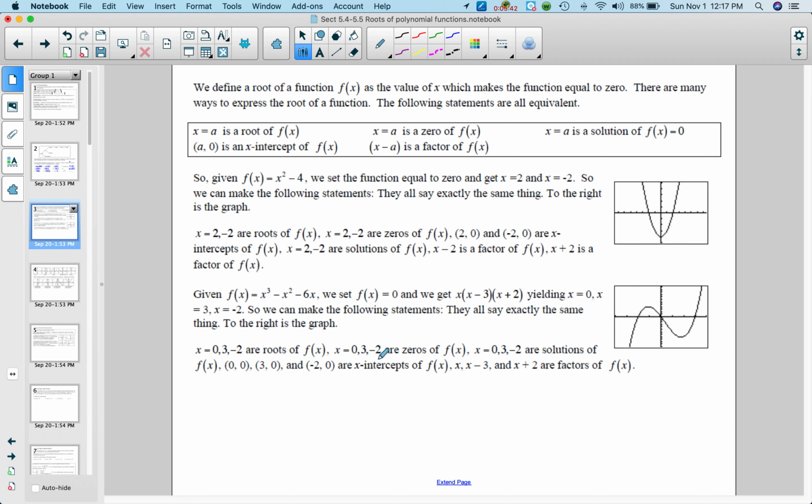We can call them zeros instead. We can say 0, 3, and negative 2 are solutions of f of x. We can say that (0, 0), (3, 0), and (negative 2, 0) are all x-intercepts. And we can list them in factored form. So being familiar with that and knowing is extremely important.